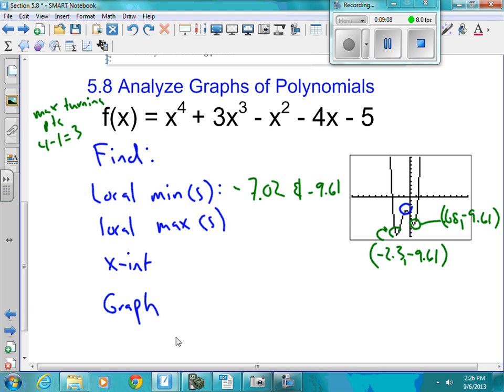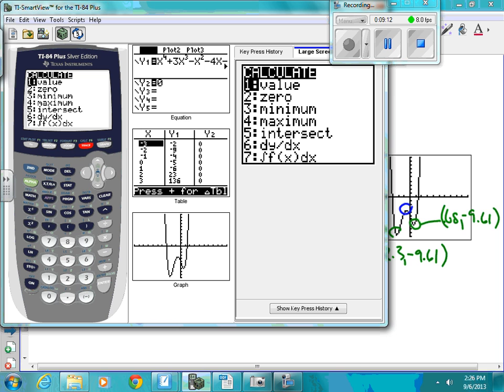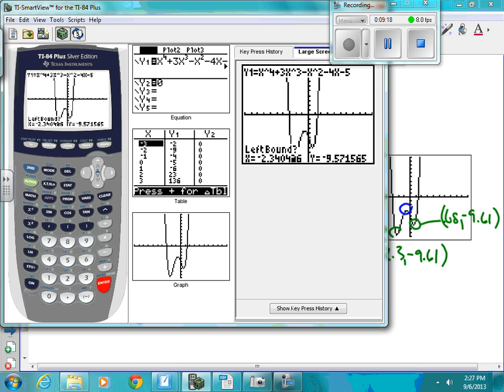Now we have to find the local max. It's the same process. We go down here to number 4. This time it's a maximum. It's similar, I should say, not the exact same. It's a different function. Left bound, I've got to get to it. So here's the point. I want to be left of it. The closer you get, the more accurate it is. That's why I try and get within a couple clicks away from the actual max or min. So there we go, right bound, and now we're going to guess somewhat close to where the max looks like it is.